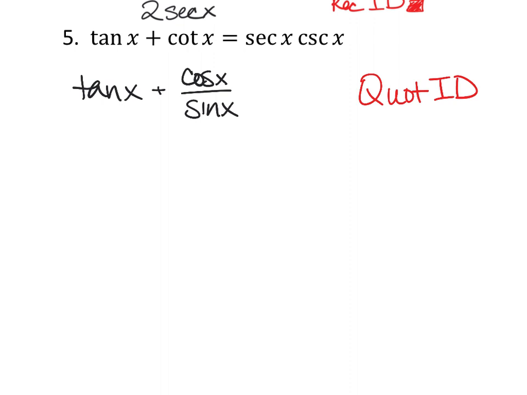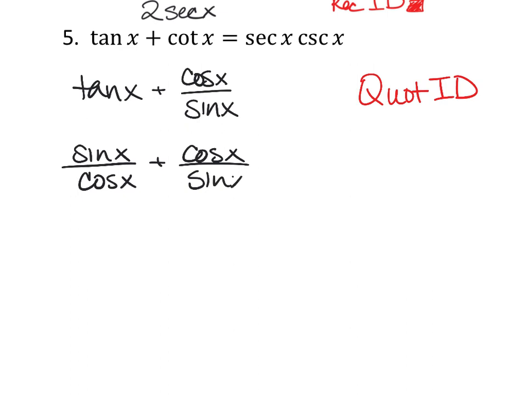Okay, what next? You can't cancel yet. Can you turn tangent into sine over cosine? We totally can, because remember, tip number 10 on the help to prove things page of this note said when all else fails, turn it into sine and cosine. So that's what we're going to do. If we use the quotient identity again, tangent becomes sine of x over cosine of x. Cool. That's the quotient identity.